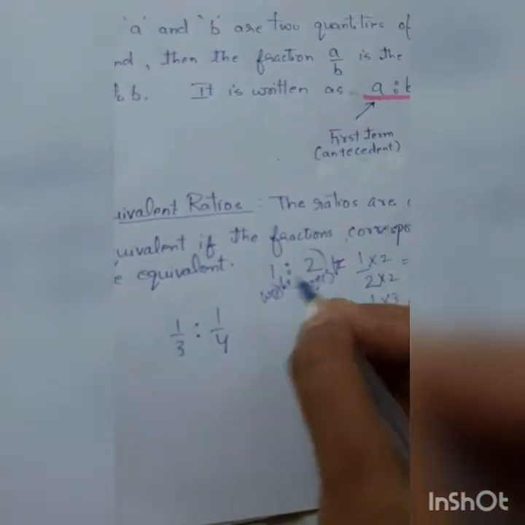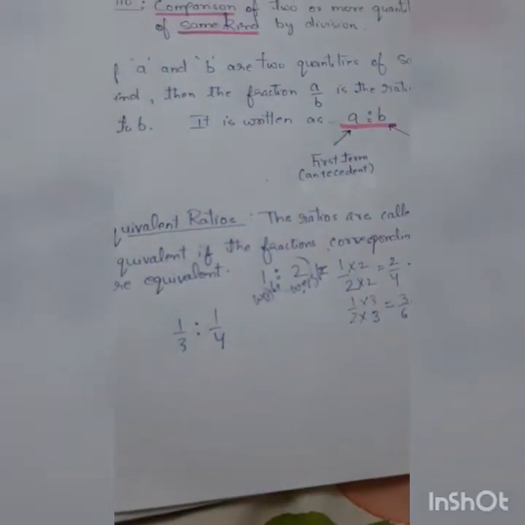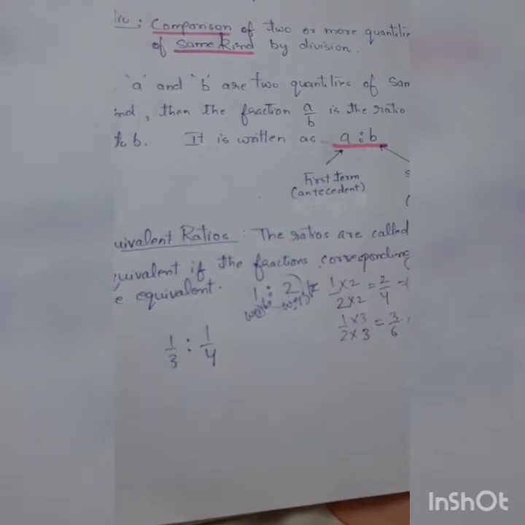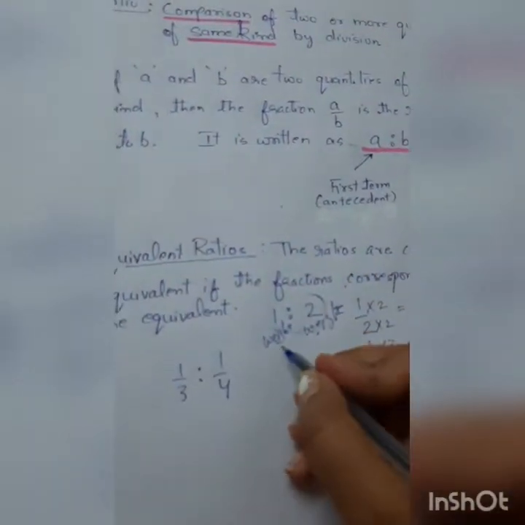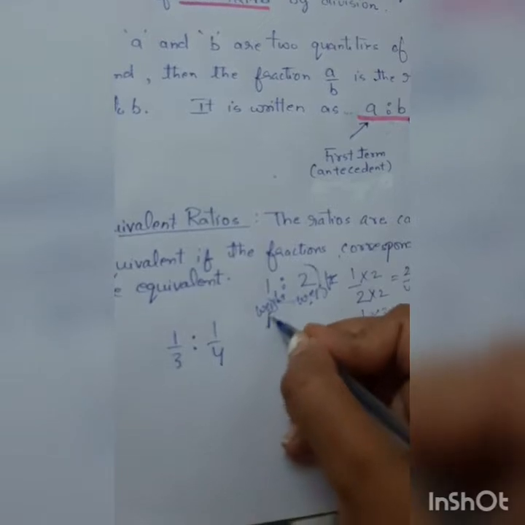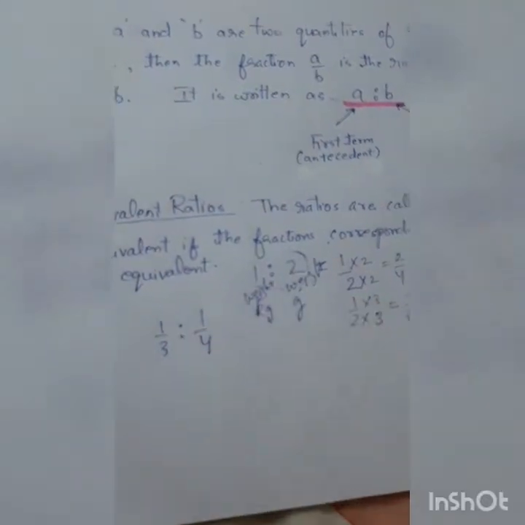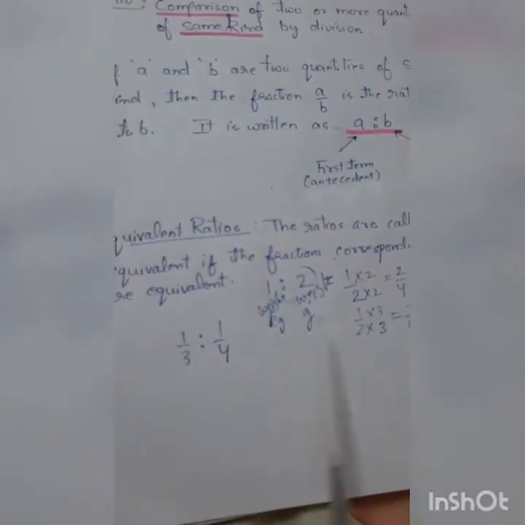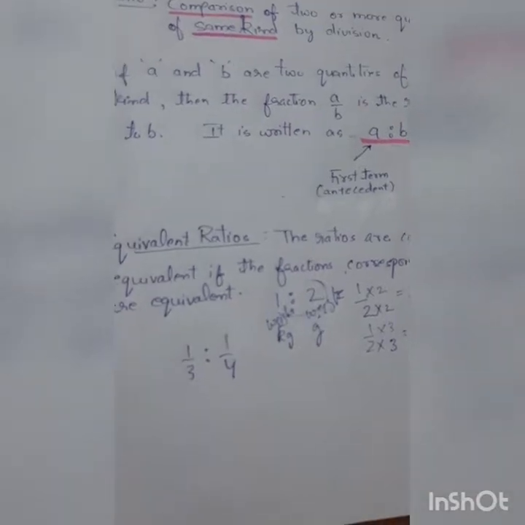Both should be weight, or both should be length, or it should be capacity. They have to be the same quantity. Moreover, the units also have to be same. If I say this is kg, this is grams, I can still not find the ratio. First I will have to make the units same, then only I can find the ratio.